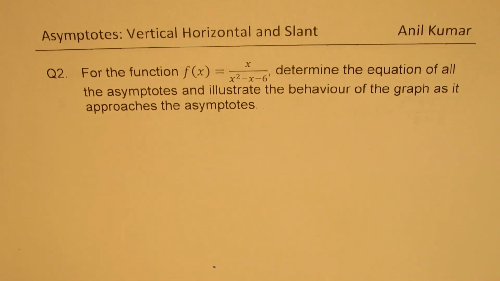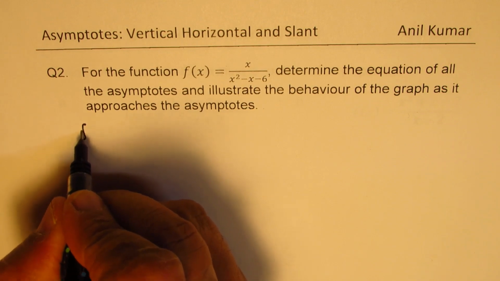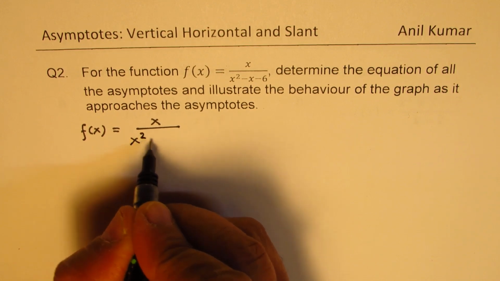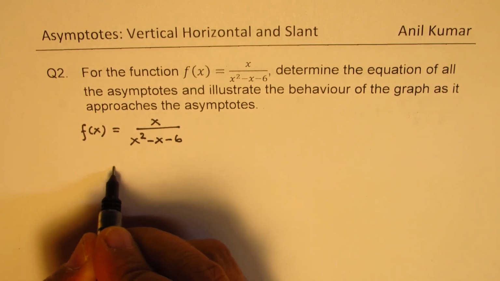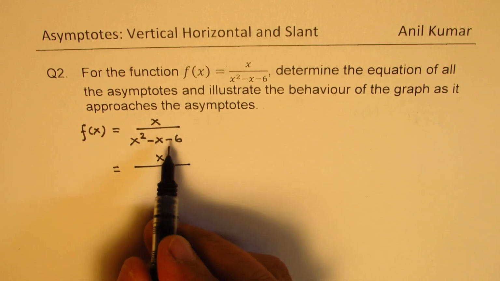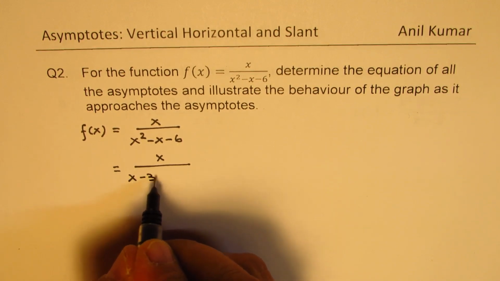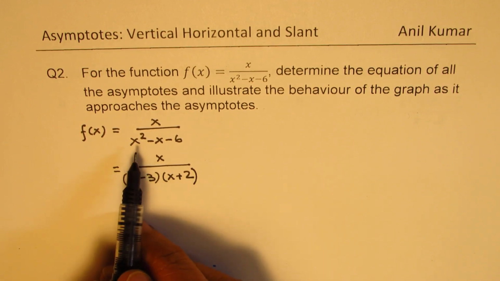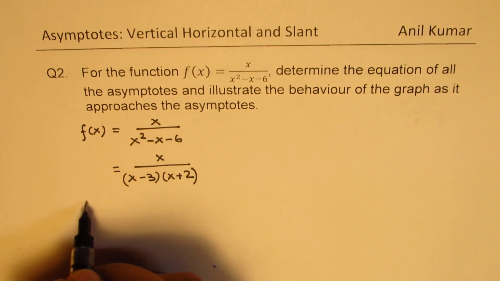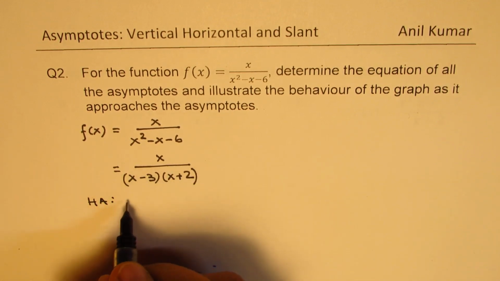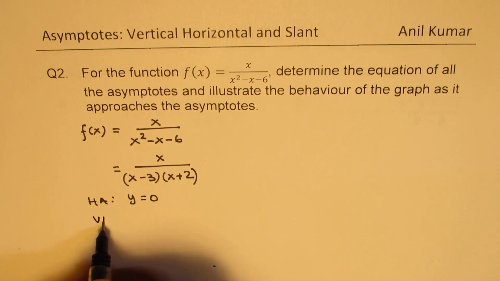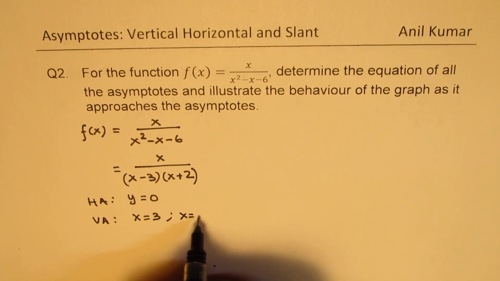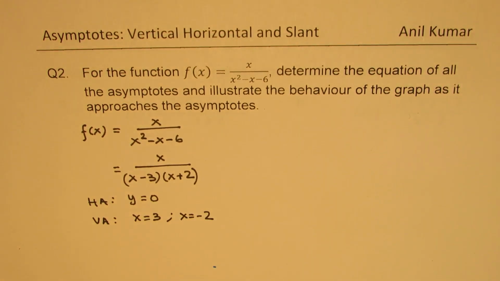So first, let's try to figure out the asymptotes. We have the function f of x equals x over x squared minus x minus 6. So you can factor this. We get x over 3 times 2, right? So we get x minus 3 times x plus 2. Now, as the denominator degree is higher, we have a horizontal asymptote, which is y equals 0, and we have two vertical asymptotes. One is at x equals 3, the other one is at x equals minus 2, correct? So these are the asymptotes.